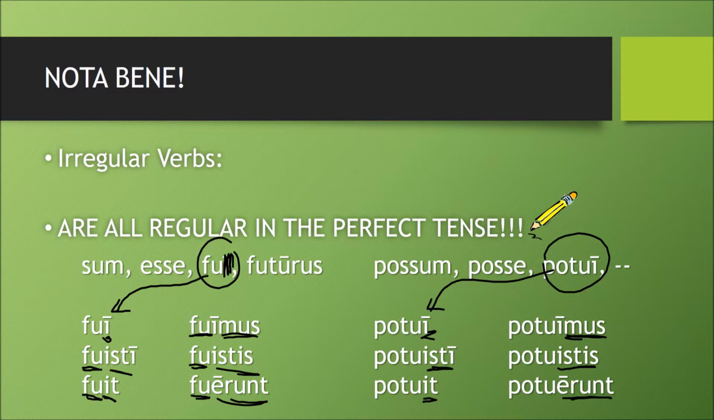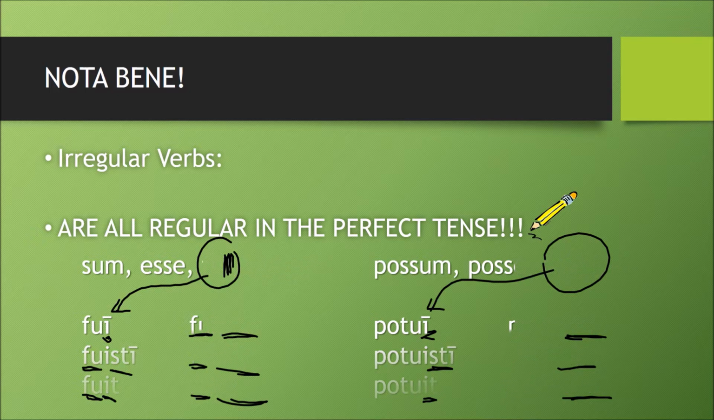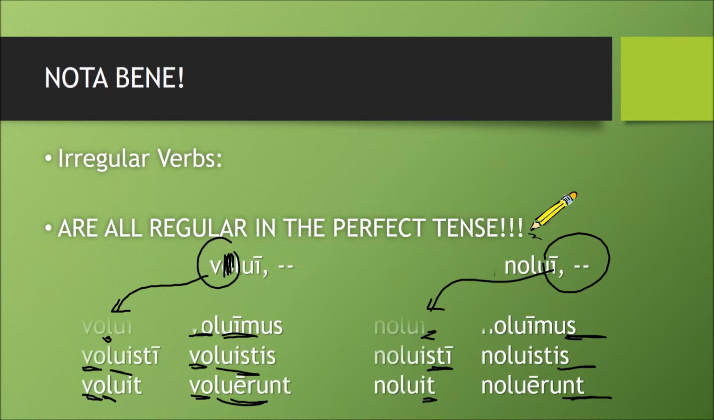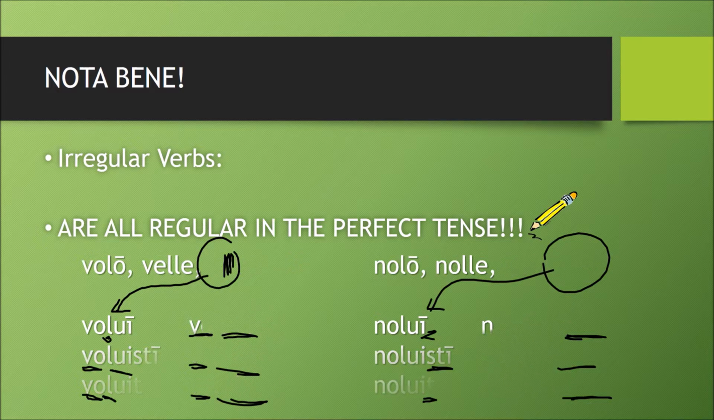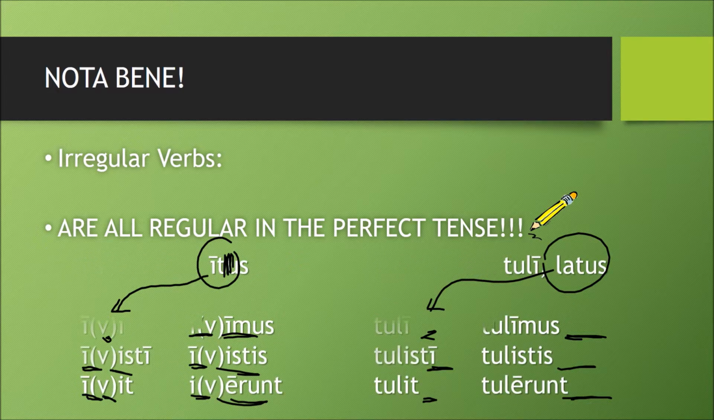And luckily for us, the other four irregular verbs in level 2 are formed the exact same way. They are all completely normal. Let's take a look at volo and nolo, using the third principal part and adding the endings I, isti, it, imus, istis, and erunt. And then for the verbs eo and ire, once again, we're using that third principal part and then adding our endings I, isti, it, imus, istis, and erunt.